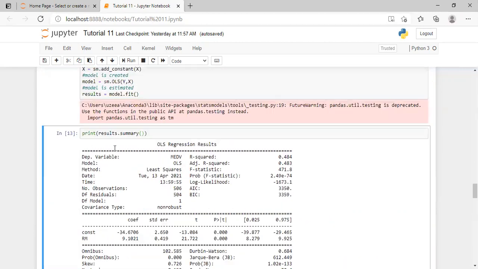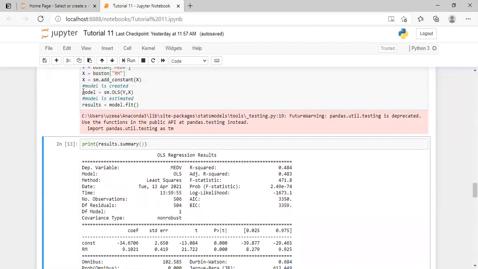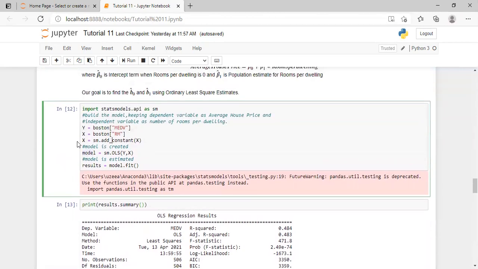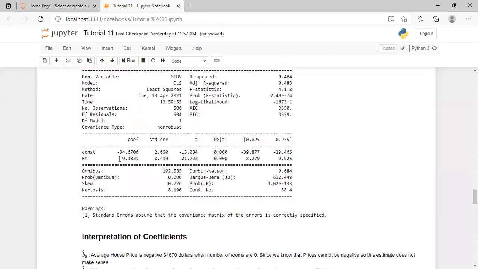Remember I introduced the constant term when I made the model. The constant term is giving minus 34.67. I will be going into the interpretations, but to understand what is going on here, you just have to go through and digest these results. So this is the standard error. The standard error is another name for standard deviation, the standard deviation for our coefficients.